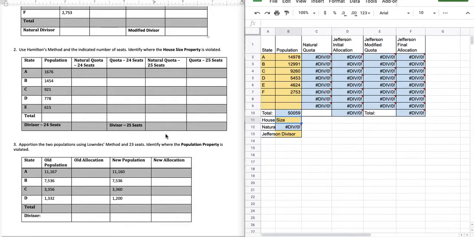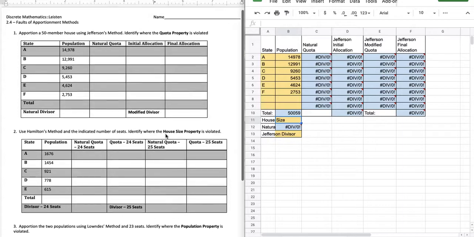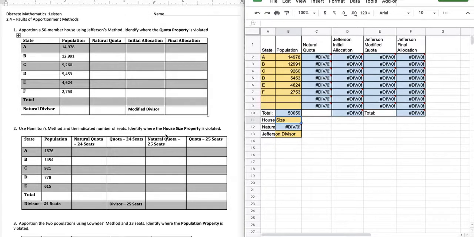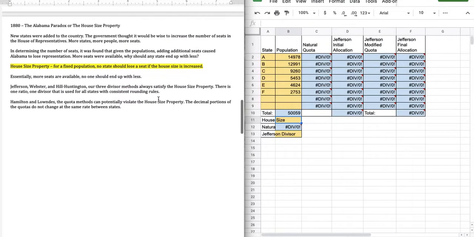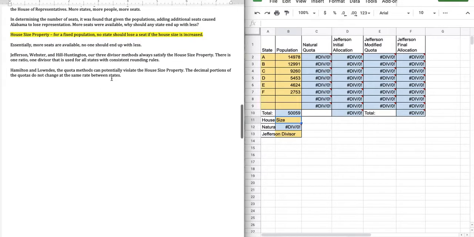Now, reminder, going back to the notes from Friday, let me switch over. We had those 3 different properties in there. The quota property is no state gains or loses more seats than a natural quota rounded up or down. So basically nobody gets 2 seats or loses 2 seats or more than that. We have the house size property. When we have a fixed population, no state should lose a seat if the house size is increased. So if the house size goes up, then no state should end up having less than they had previously.